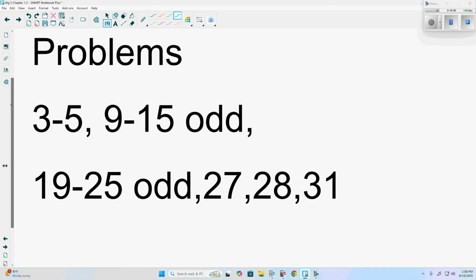So homework problems 3 through 5. Name the parent function, describe the transformation. That's all it's asking. 9 through 15, odd. You're doing only the odd problems on that one. Name the parent function, describe the transformation. That's it. 19 through 25, odd. Only the odd problems on 19 through 25. Again, same thing. Name the parent function, describe the transformation. And then 27, 28, 31. Name the parent function, describe the transformation. And that's it.